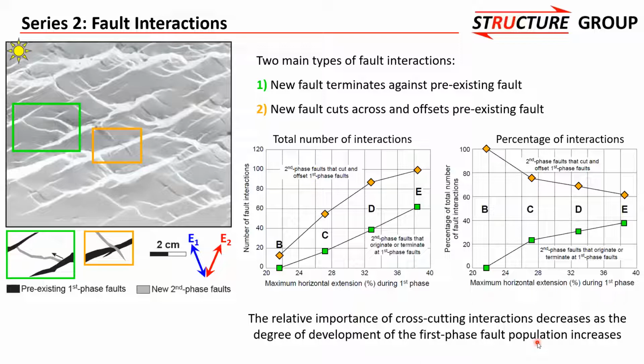And this would also then be true if you were to look at the fault interactions through time of each of the models. And so then the relative percentage of faults that are cutting versus the terminating could be partially determined by the magnitude of extension during the second phase.